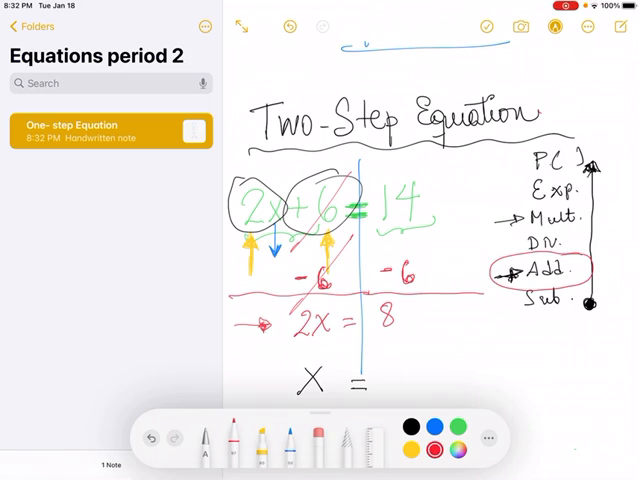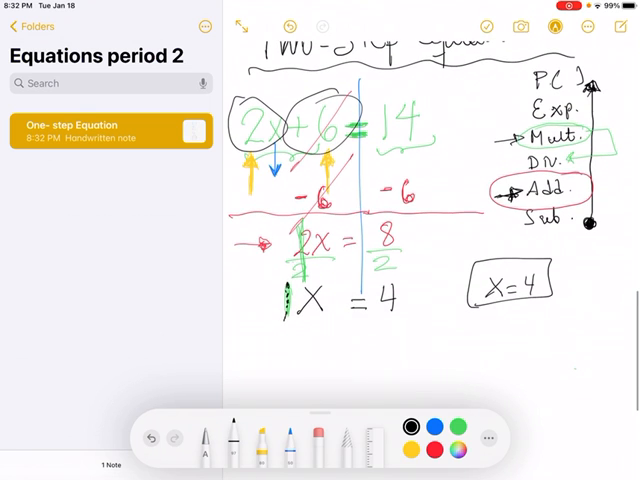You need to get rid of the 2 now. What is the 2 doing next to the x? The 2 is multiplying. So we are going to undo multiplication by using division. Divide both sides by 2. There is your 1x. There's a 1. Usually we don't write it. It's an invisible 1. You could just write it if you want. 8 divided by 2 is 4. x equals 4.